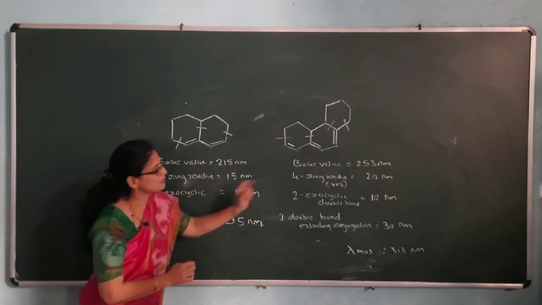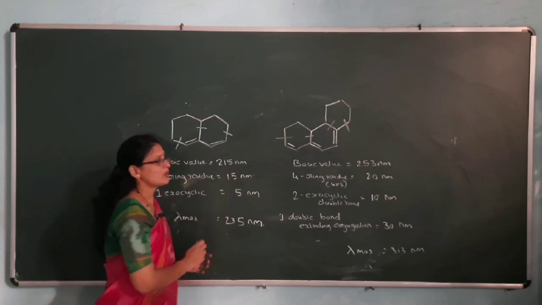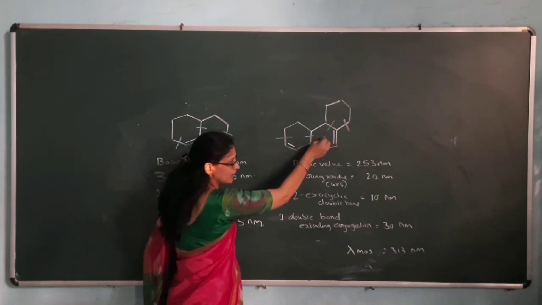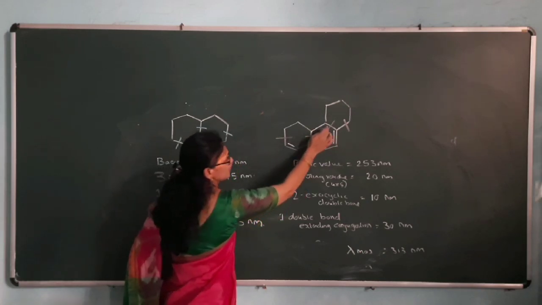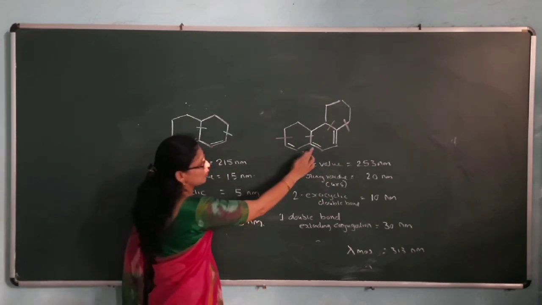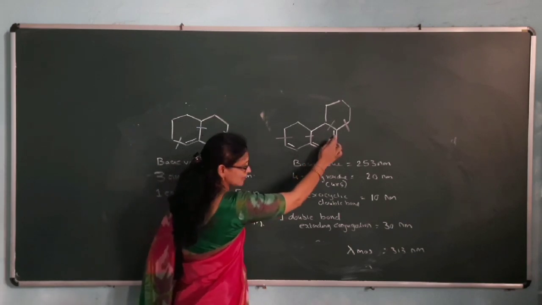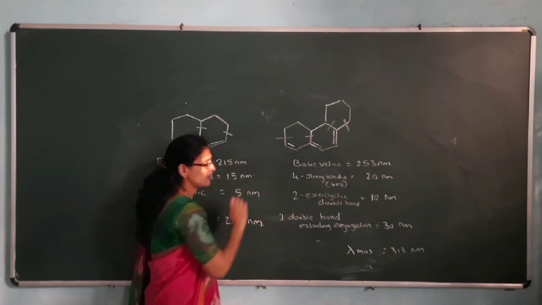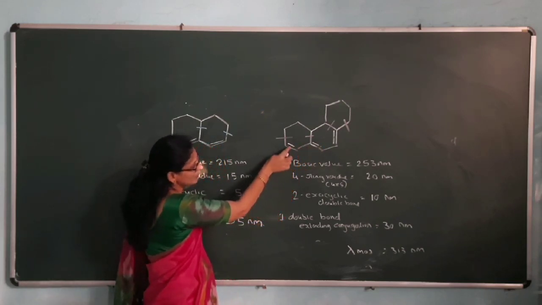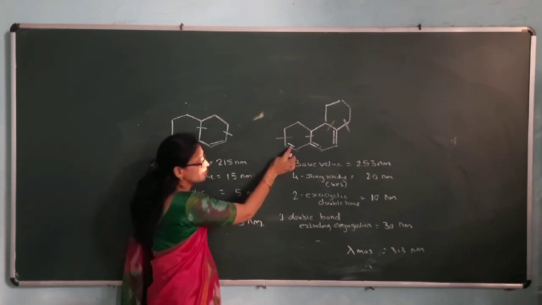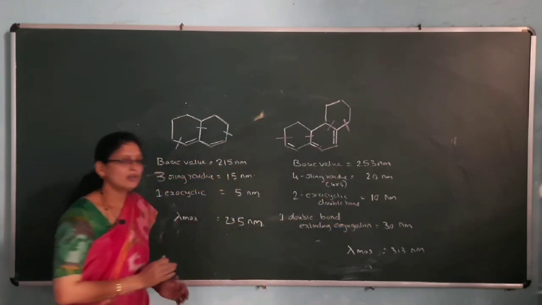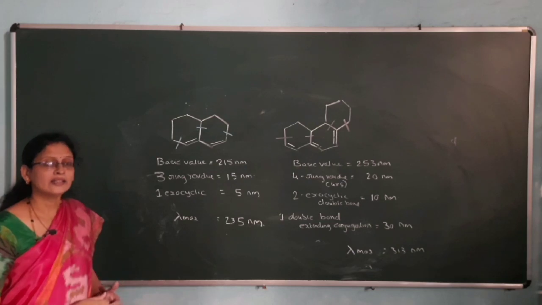Then we will move to this example. Here the basic value I have written is 253 nanometer because it is a homoannular conjugated diene. Then there are 4 ring residues, 4 into 5, total 20 nanometer, and 2 exocyclic double bonds. This is 1 exocyclic bond and this is another exocyclic double bond, so 10 nanometer. And see here, this is 1 double bond extending the conjugation. This double bond is in conjugation with this double bond, so plus 30 is added. The total lambda max is 313 nanometer.